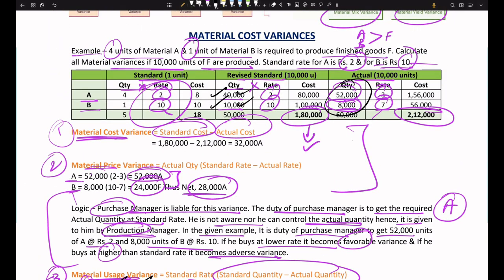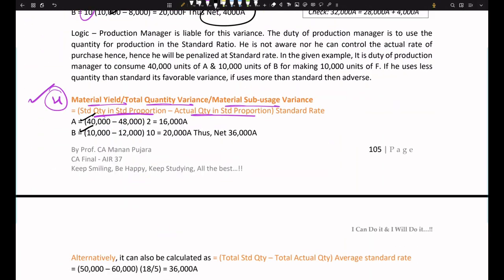But the actual quantity total is 60,000, in a 4:1 ratio. Let me calculate. So this comes around to 48,000 and 12,000. So this is the actual quantity in standard proportion. If the actual quantity in standard proportion is more, then the variance will be adverse, otherwise it will be favorable. Here the actual quantity in standard proportion is more than the standard quantity in standard proportion, that is the standard quantity given in the question. So this will be adverse variance. The net is 36,000 adverse.